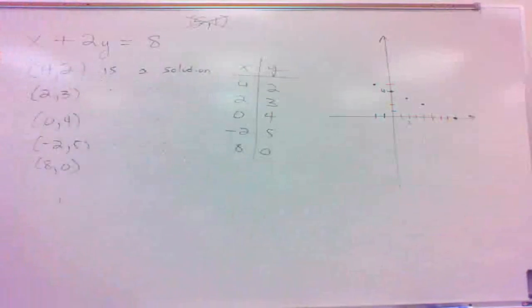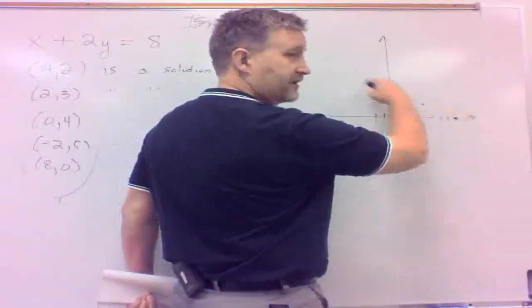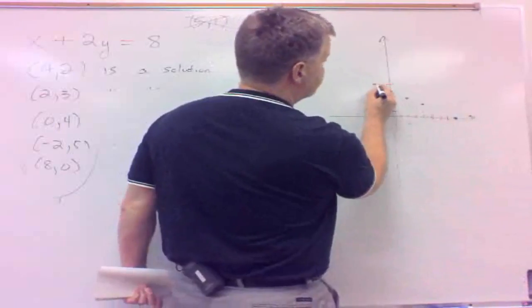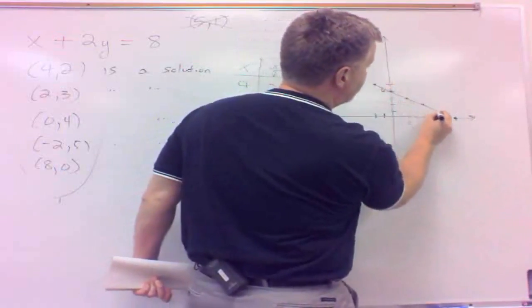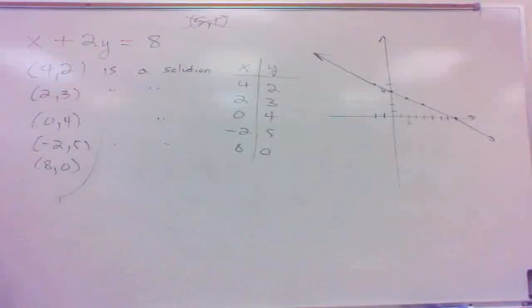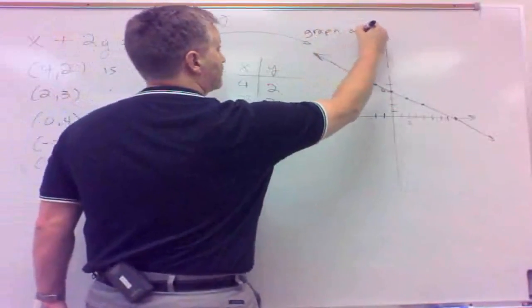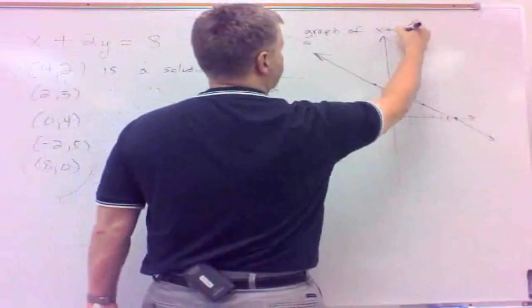Notice anything about these points? They're all lining up, aren't they? Yeah, any point we could come up with in our table or as an ordered pair, any point that we find for this equation is going to line up with those other points. In other words, all points that we could come up with are going to be in a straight line. Well, so if we connect the dots here and then extend it out this way, extend it out this way, what we've done there is we've graphed the equation x plus 2y equals 8. It's a line.